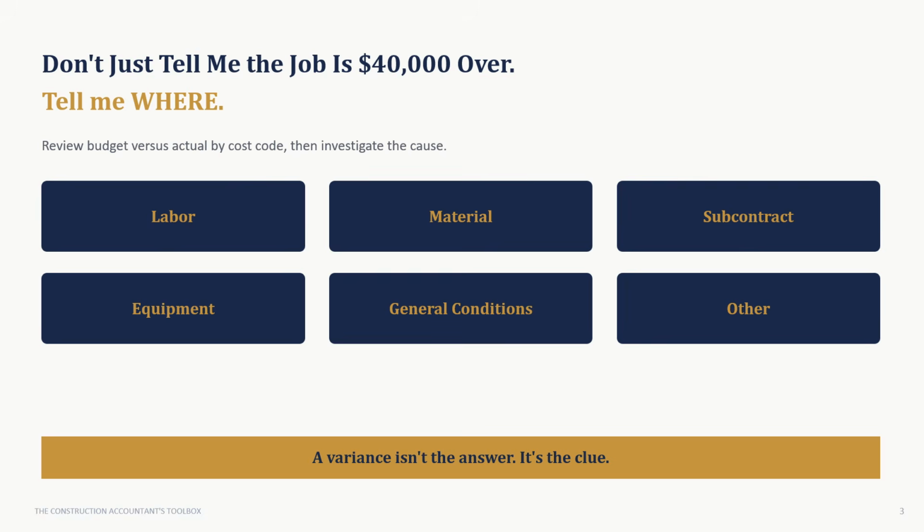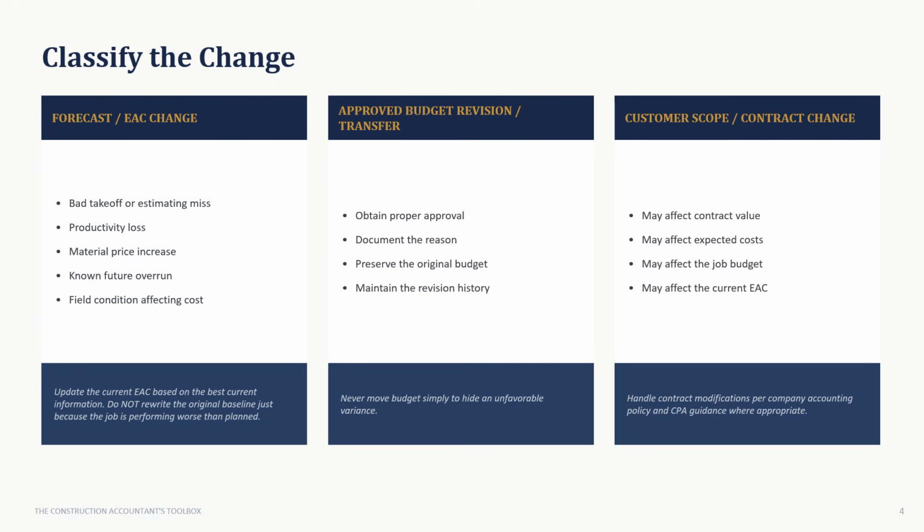Don't just tell me the job is $40,000 over. Tell me where. Pull budget versus actual by cost code: labor, material, subcontract, equipment, general conditions, other. Then investigate the cause in whichever code is bleeding. A variance isn't the answer. It's the clue. Once you know where the variance is, classify it into one of three buckets.